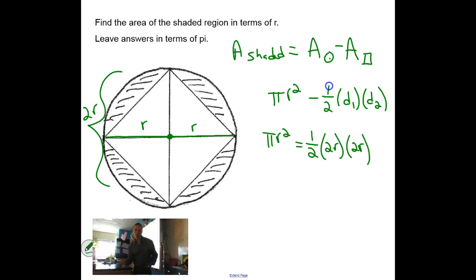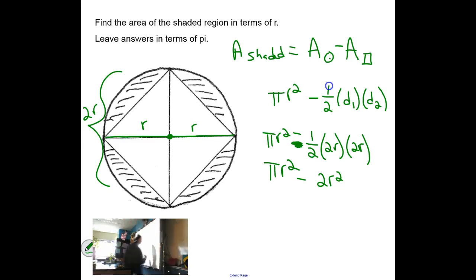4r squared divided by 2 is, there you go, 2r squared. And then I get pi r squared minus 2r squared. All right. Now, can you combine those? Yeah, you can actually factor out an r squared.